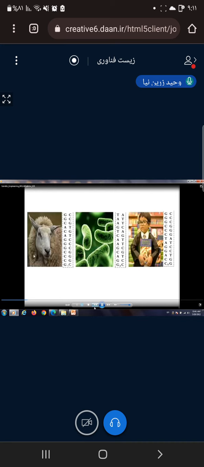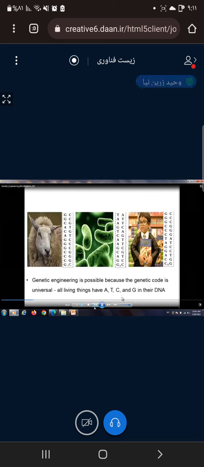So to take a look at the DNA of this bacteria and the DNA of this little biscuit, some differences, but they're all made of A, T, C, and G. Now the sequence might be different. We're speaking the same language, and because the genetic code is universal, engineering is a reality.